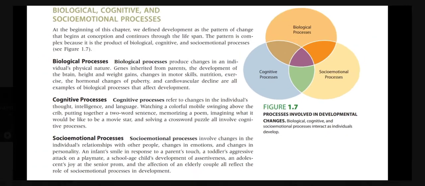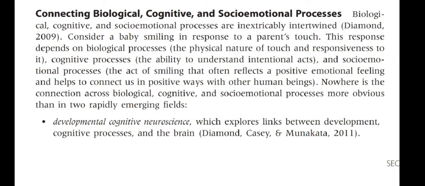Okay, clear. And then connecting biological, cognitive, and socio-emotional processes. Biological, cognitive, and socio-emotional processes are inextricably intertwined. What does it mean? Consider a baby smiling. Maksudnya dia adalah interactive, interrelated. It cannot be separated. When we talk about development, dia mesti melibatkan ketiga-tiga benda, ketiga-tiga aspek ni, ketiga-tiga proses ni, socio-emotional, cognitive, biological. Right? Contoh yang dibagi dekat sini.